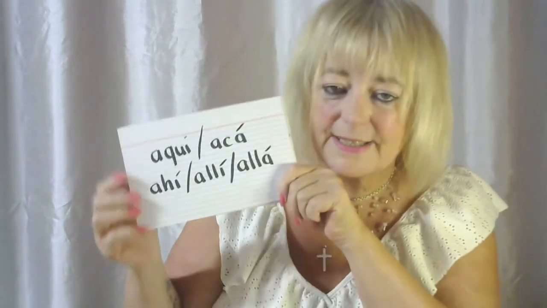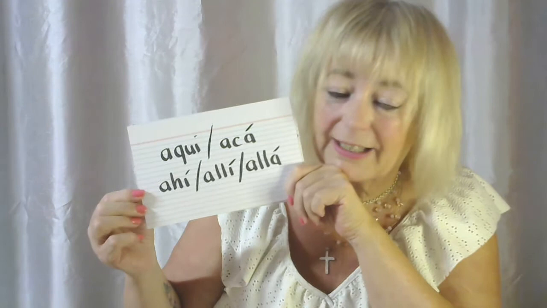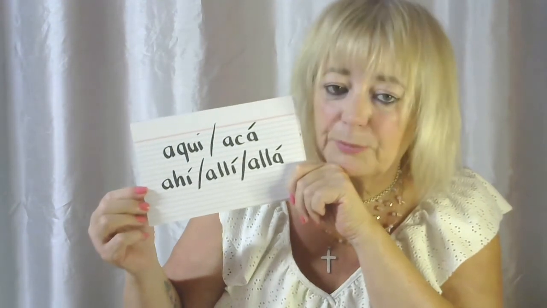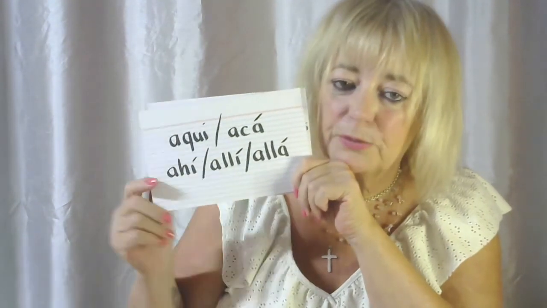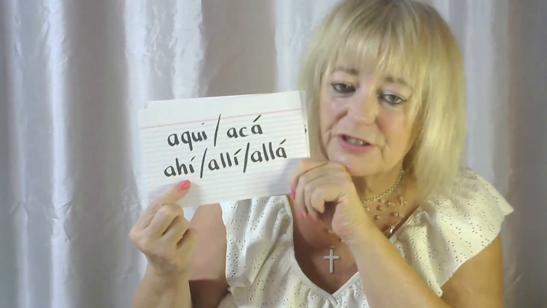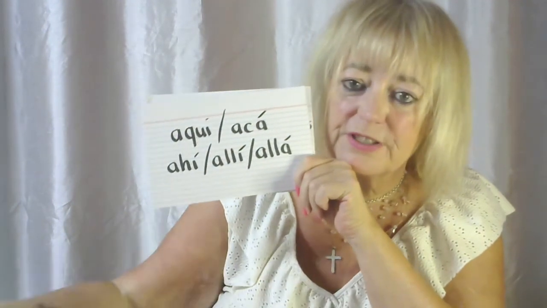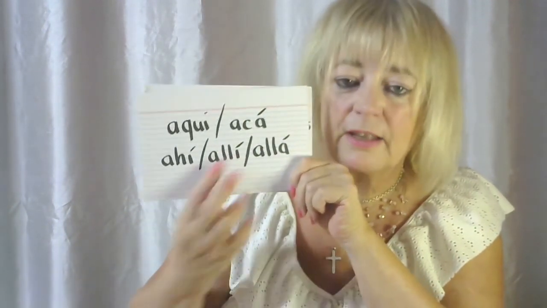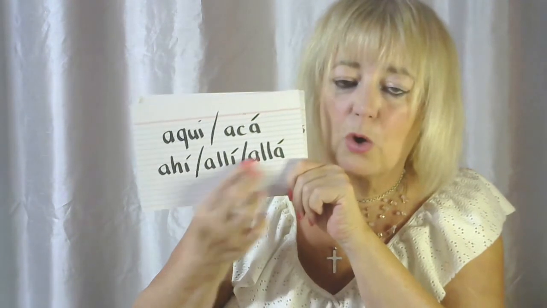Does that make more sense now? If you're still not sure, please let me know in the comments. Hopefully that's made it a little bit more clear that when we're talking about here, we're saying aquí or acá. When we're talking about there, we're saying ahí. And when we talk about further distance, over there, we're using allí or allá.